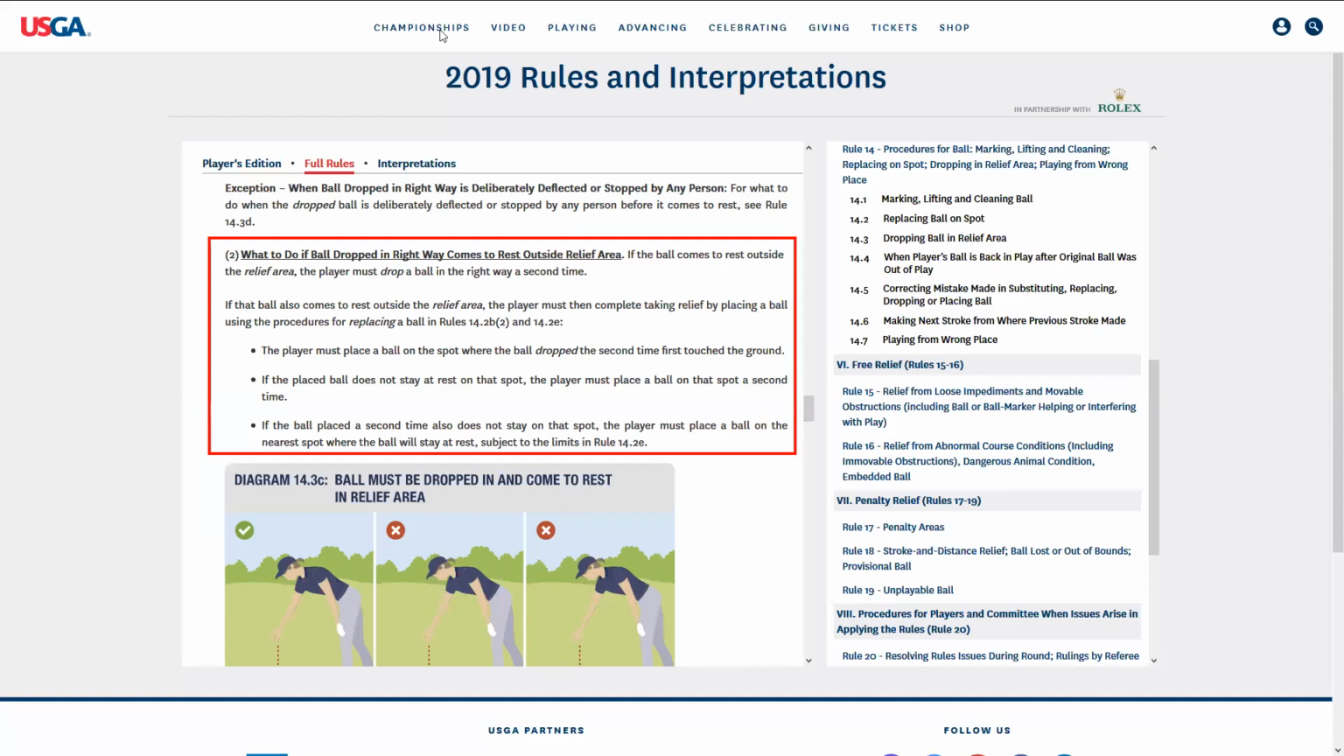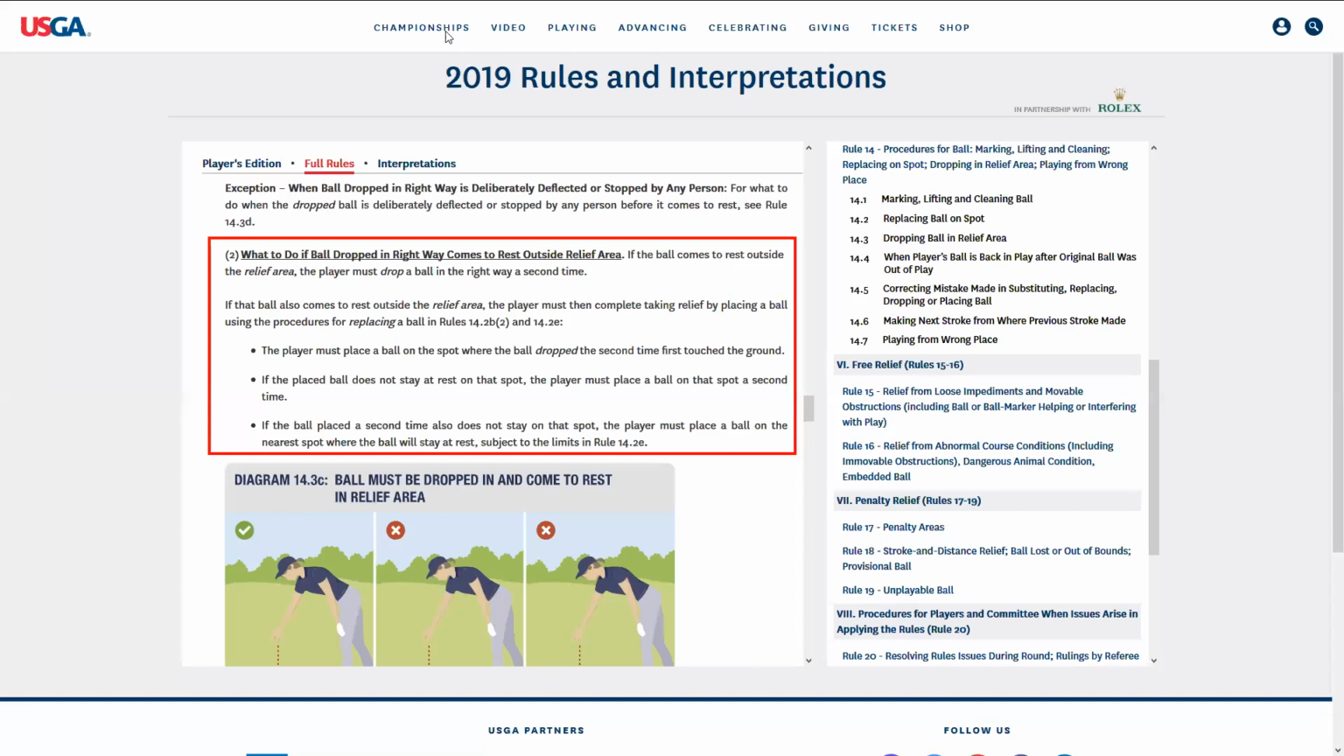All right, 14.3d. What to do if ball dropped in right way is deliberately deflected or stopped by person. For purposes of this rule, a dropped ball is deliberately deflected when the person deliberately touches the ball in motion. That's obvious. But it's also a deliberate deflection if a ball in motion hits any equipment or other object or person that a player deliberately positions or left in a particular location so that the equipment, object, or person might deflect or stop the ball.